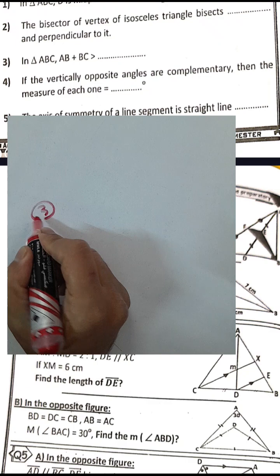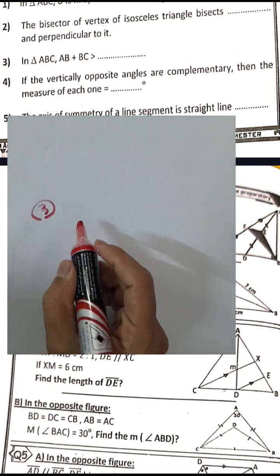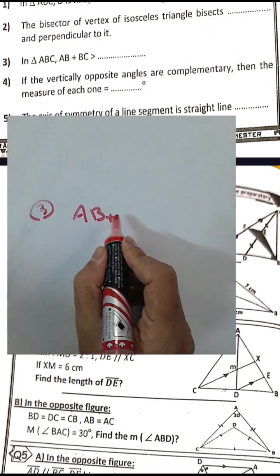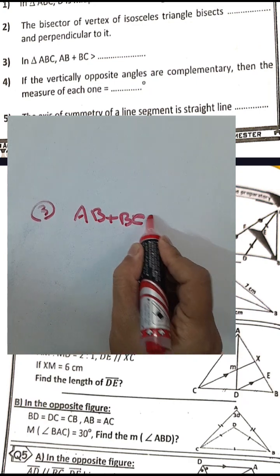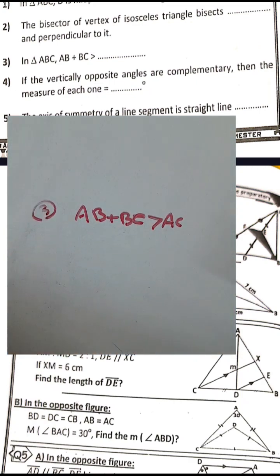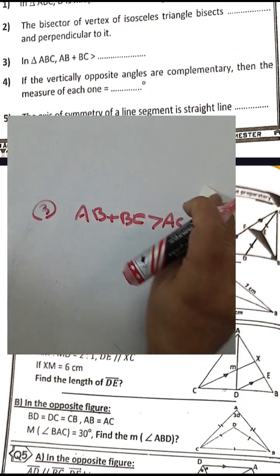Next question, number 3. In triangle ABC, we can write AB plus BC is greater than AC, the sum of two sides in a triangle is greater than the third.